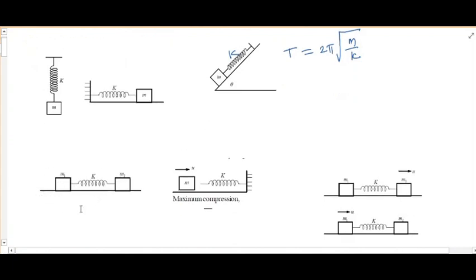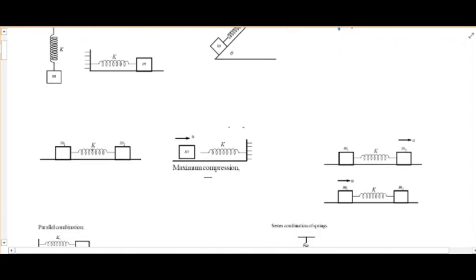See here, these are 2 objects. These 2 objects are connected with a spring of spring constant k. In this case, time period T is equal to 2 pi into square root of mu by k. Here mu is nothing but reduced mass, therefore mu is equal to m1 into m2 by m1 plus m2. So this is the case when 2 bodies are connected with a spring of spring constant k.